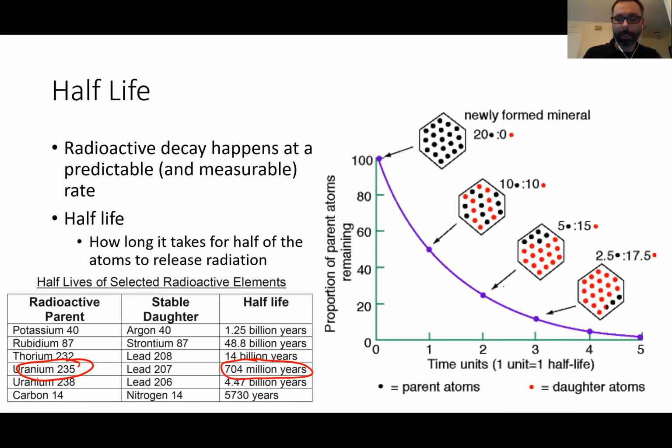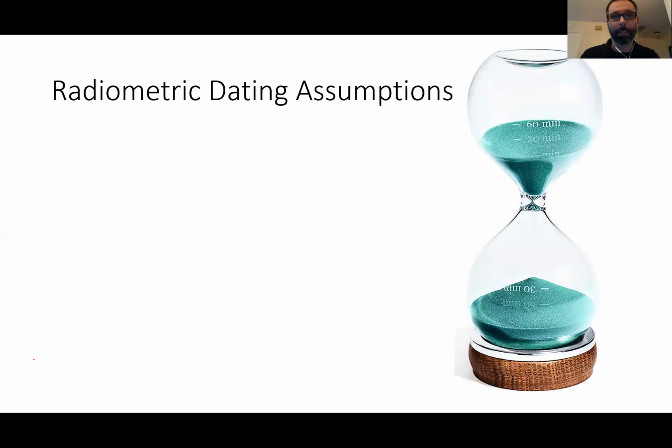Then after another 704 million years, half of those 10 went away. So now we only have 5 left. Those 5 became lead, so now we have 15 lead. And it just keeps getting cut in half every 704 million years, or again, whichever half-life we happen to be talking about. Every half-life, half of it goes away. We can measure what percentage there is left in the rock and then use that to figure out how many half-lives have gone by and how many years have gone by, right? That's the basic idea. But for that to work, there have to be some assumptions being made, some things that have to be true.